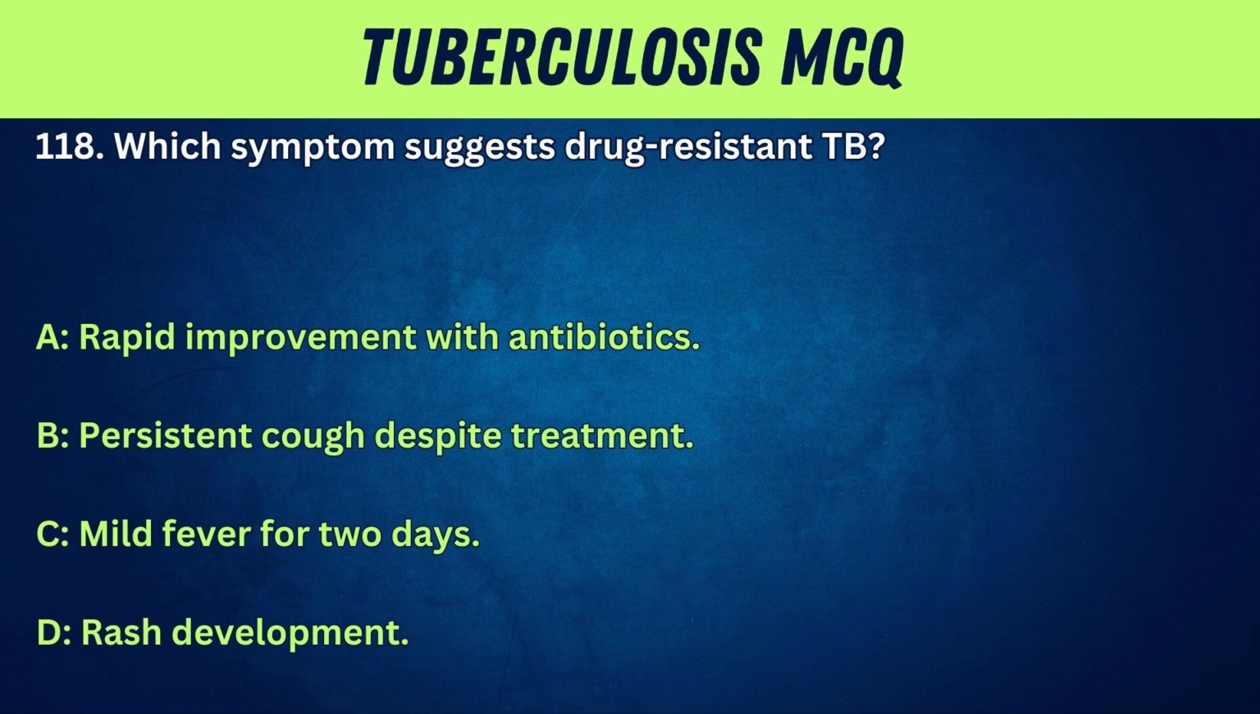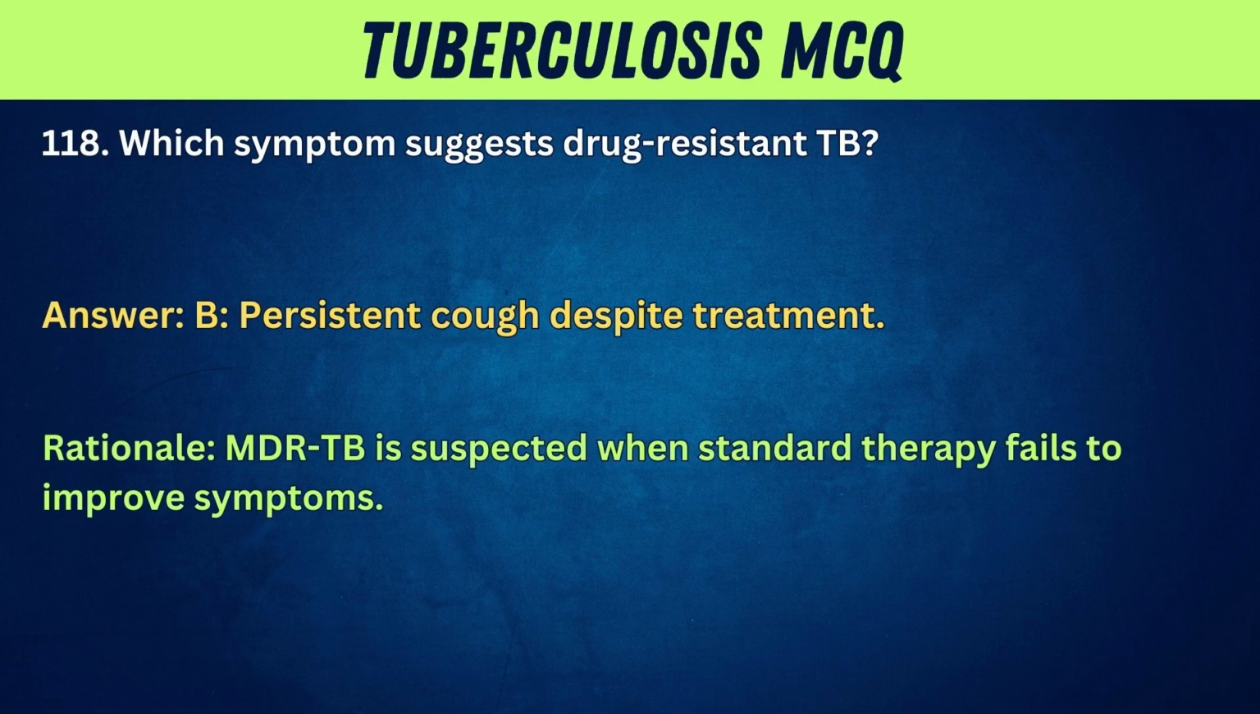118. Which symptom suggests drug-resistant TB? A. Rapid improvement with antibiotics. B. Persistent cough despite treatment. C. Mild fever for 2 days. D. Rash development. Answer: B. Persistent cough despite treatment. Rationale: MDR-TB is suspected when standard therapy fails to improve symptoms.